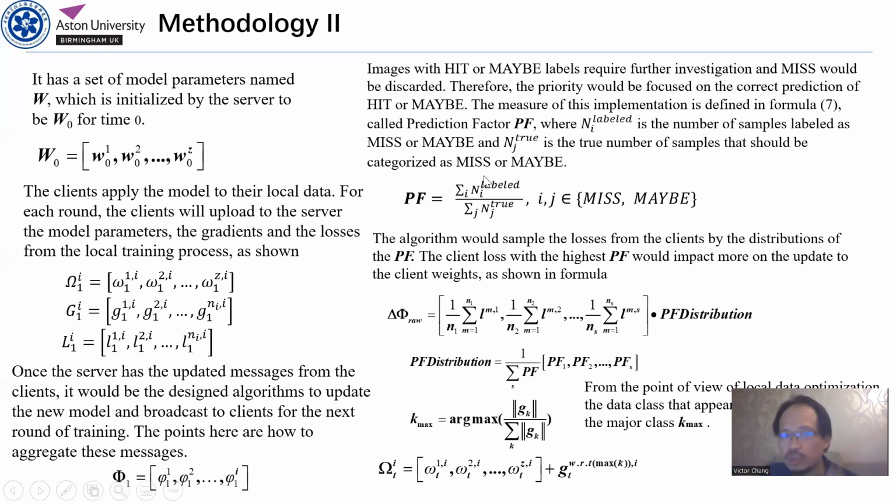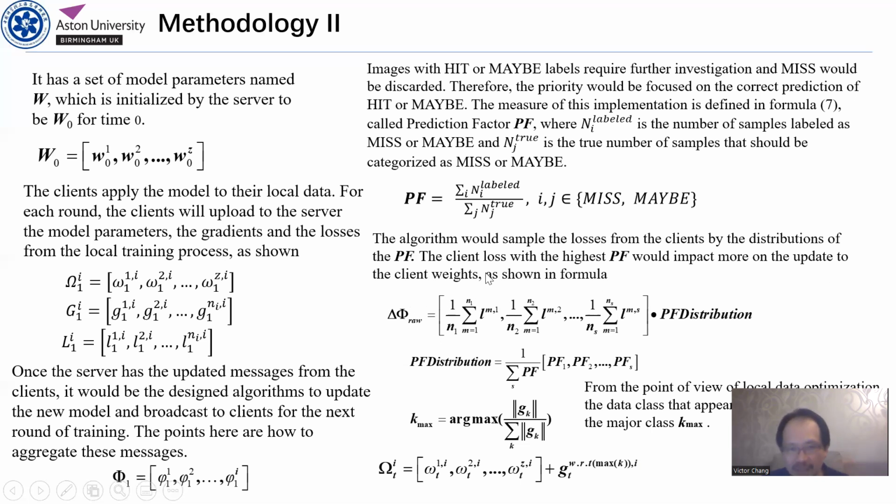So in order to do this, we have a thing called the prediction factor, PF. Here N_i label is the number of samples labeled as miss or maybe, and N_j true is the number of samples that should be categorized as miss or maybe. This is presented by this formula with miss or maybe, but of course we will try our best to get a hit. The algorithm would sample the loss from the client, from the distribution PF. The client loss with the highest PF would then have more impact on the update to the client weight.